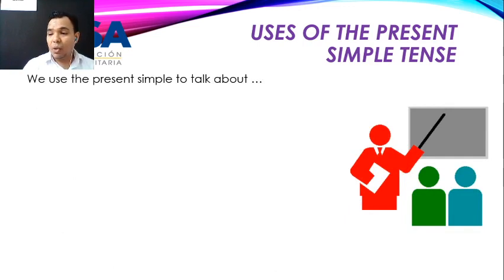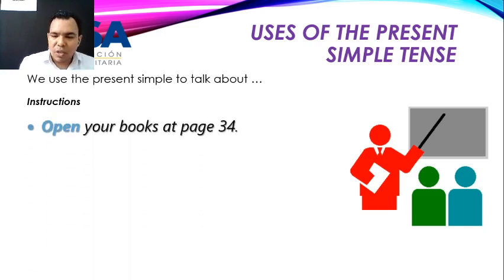But it's not the only situation where we need it. We also need the simple present to give instructions. Instructions use verbs in present simple. For example, open your books at page 34. Sit down. Go to the board. Be quiet. Those are instructions and they always use a verb at the beginning, like the blue one, open, at the beginning of a sentence.